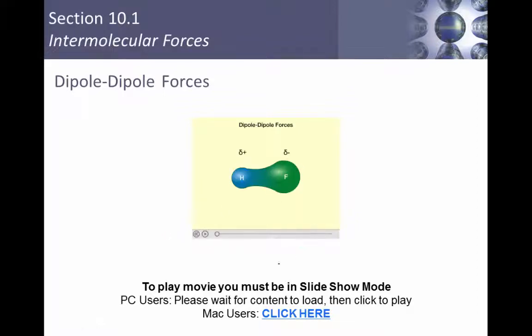Okay, so that was a quick review of what makes a substance polar or not, and then the type of force they would have, of course, is dipole-dipole.